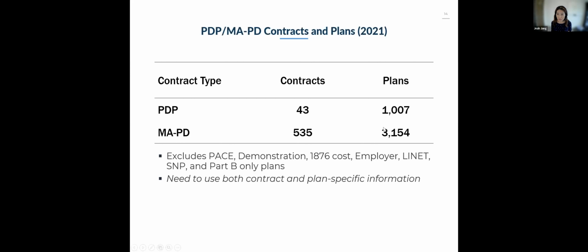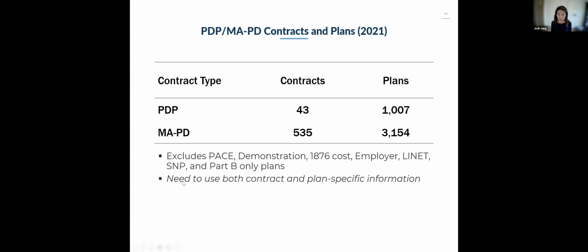Now it's time to really pay attention to the footnotes of those tables published on the web or in public resources. Almost always, it says that the table excludes PACE demonstration and cost plans and employer-sponsored plans, not employer direct plans, employer-sponsored plans, or LINET or SMP or Part B only plans. In order to do an apples-to-apples comparison, you have to exclude these as well. And this is when you use those indicators or variables.